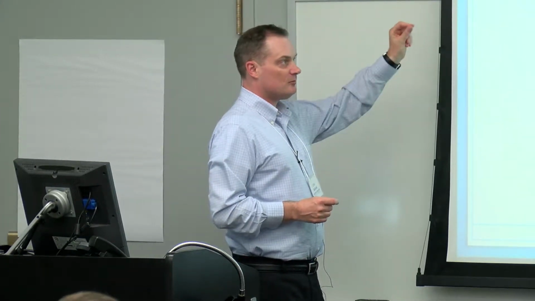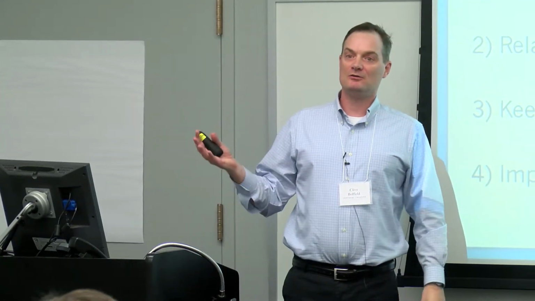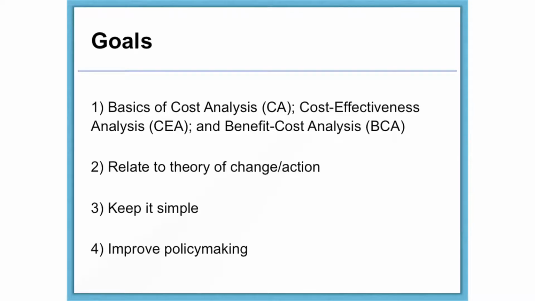So, cost analysis, cost effectiveness analysis, benefit cost analysis. We're just going to go through four main ideas. The first one is the basics, so we all understand what each term means and where it applies. The second is that this doesn't make any sense unless you put it into your theory of change, theory of action, when you're evaluating something. It's very difficult to just say, oh, I'll just do a benefit cost analysis. It has to be put inside your theory of change, theory of action, whatever you want to call it.